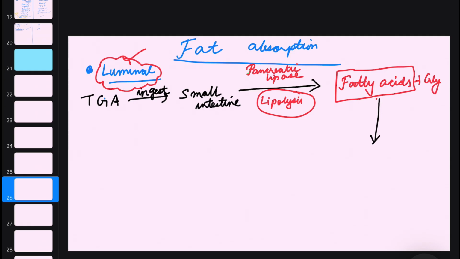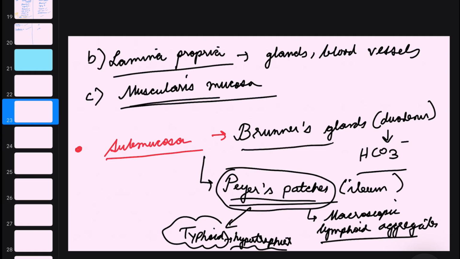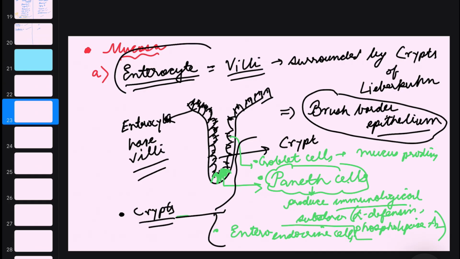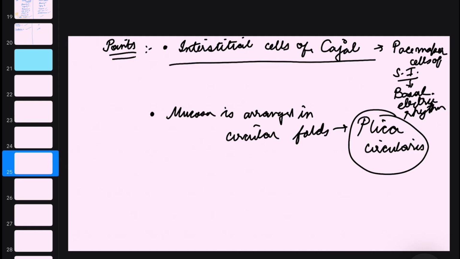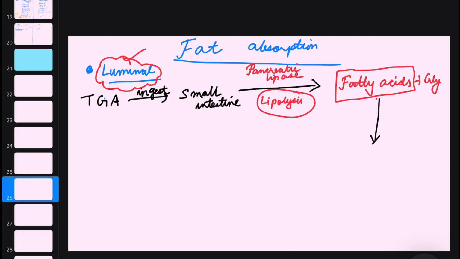What were enterocytes? Let's go back. Enterocytes were, now do you understand why we talked about the entire basic things first? Enterocytes are, yes, the brush border epithelial cells of the small intestine. They will need to absorb the fat. They will need to absorb the broken down form of fat, which is right now fatty acids. But there is a problem here.